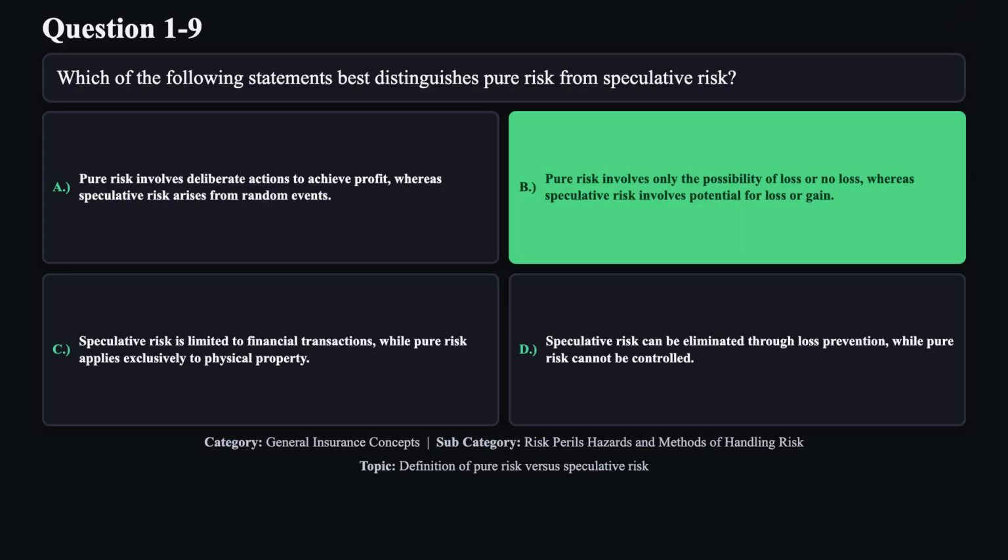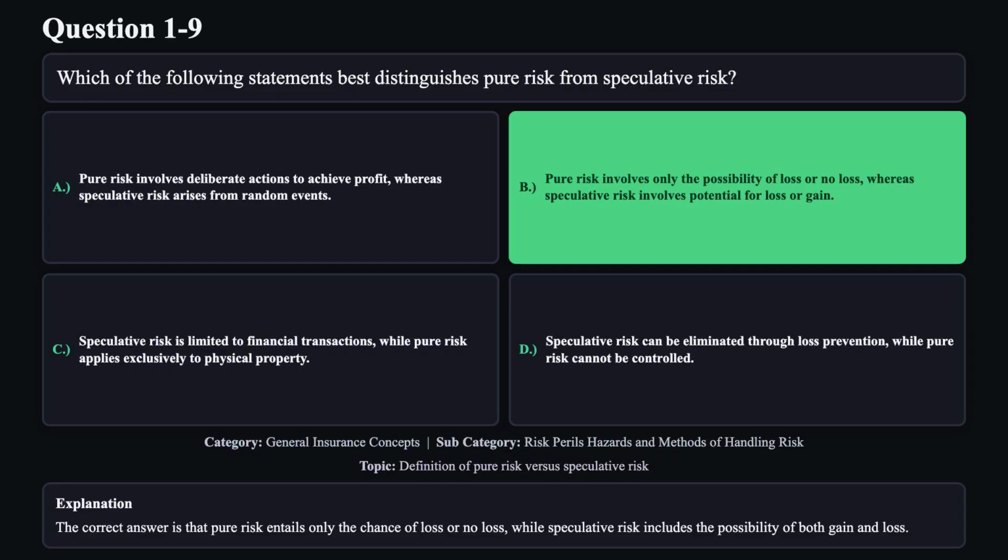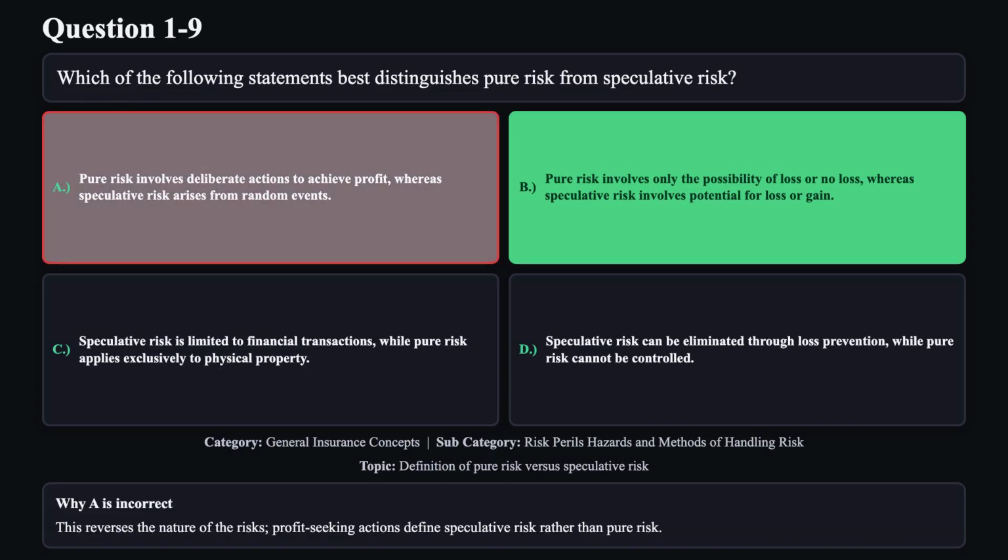The correct answer is B. The correct answer is that pure risk entails only the chance of loss or no loss, while speculative risk includes the possibility of both gain and loss. Reason A is not correct. This reverses the nature of the risks. Profit-seeking actions define speculative risk rather than pure risk.